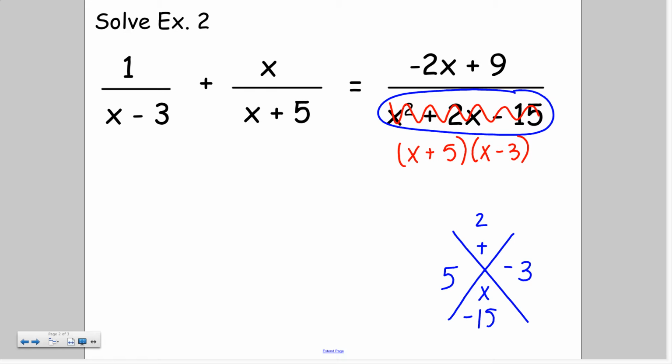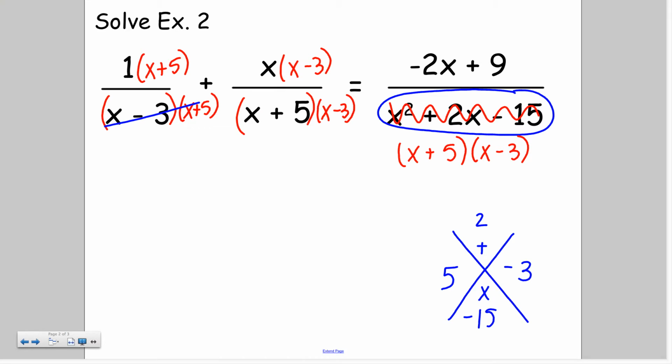So I'm going to work backwards again. X plus 5, it needs the x minus 3. What I do to the bottom, I must do to the top. My first denominator has the x minus 3. It needs the x plus 5. Every denominator should have x minus 3 and x plus 5. Double check before you move ahead.